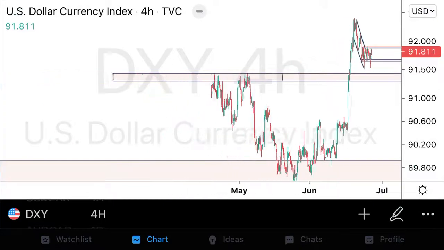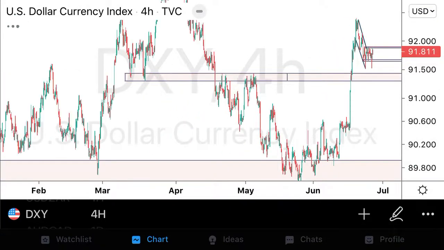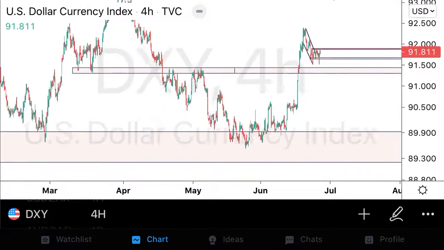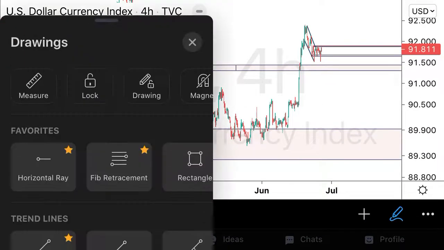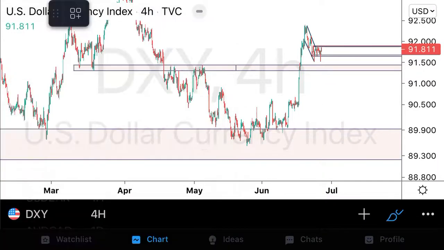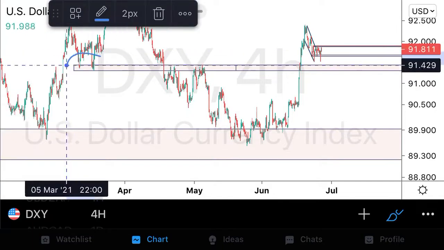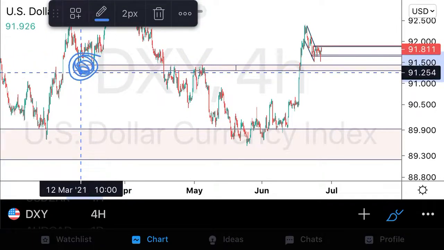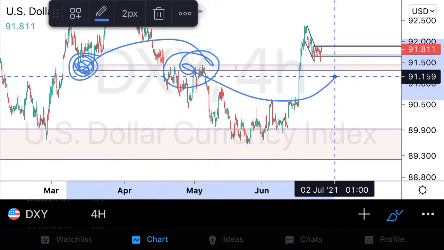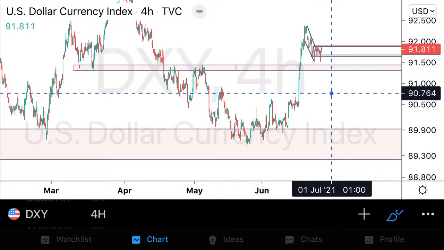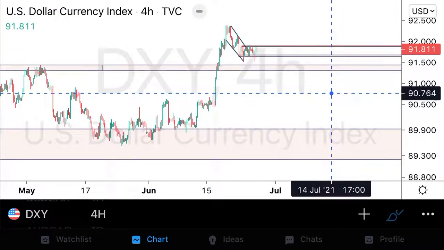Now on the DXY, guys, we'll just keep to the 4-hour just because we've done some previous analysis on the DXY. What we have noticed with our previous analysis is that we had this market that previously had tested this area as support, then as resistance. Hence, this is an important swap area where we'd be looking for those reactions.